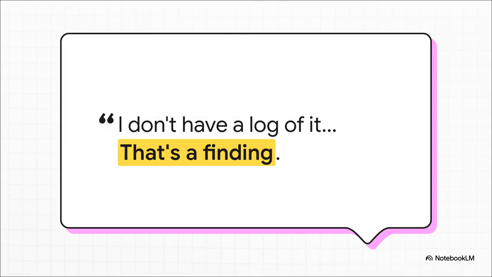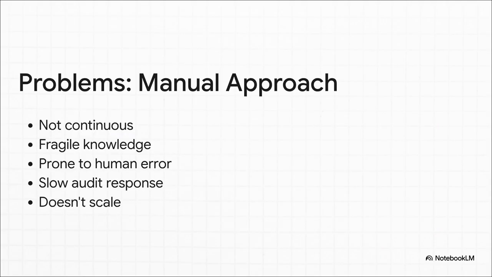And this is where it all comes to a head. During the audit, the auditor asks a simple, direct question. Can you prove to me that John's access was reviewed in the last year? And you just start to sweat. You're racking your brain, searching your emails, your documents, but you can't find a clear log. And the auditor's response is the one thing you dread hearing. That's a finding.